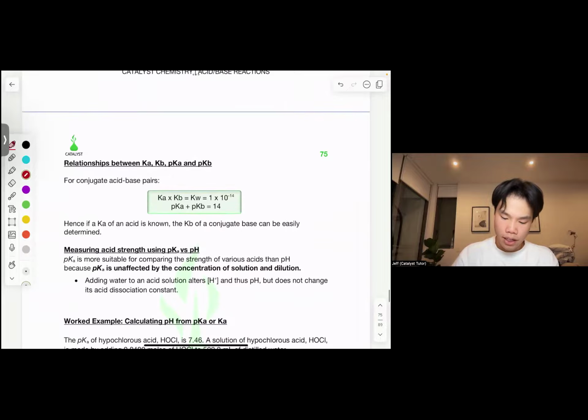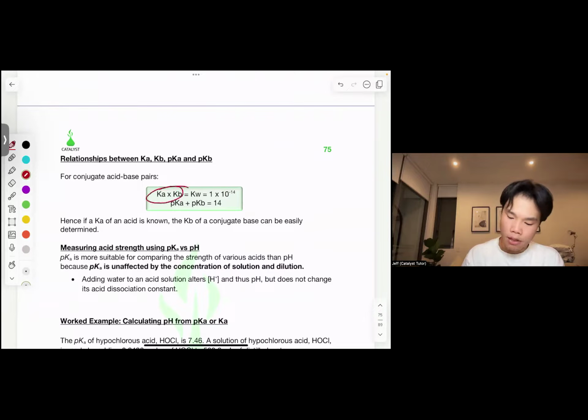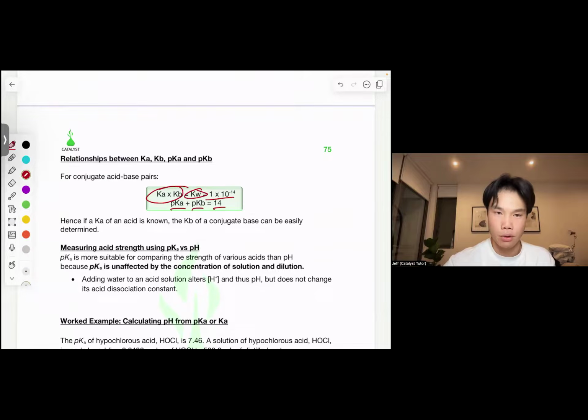Relating them together, Ka times Kb is equal to Kw, which is 1 times 10 to the negative 14, and pKa plus pKb is also 14. You should be able to negotiate these in your exam. They're not on your formula sheet, but you need to remember these.